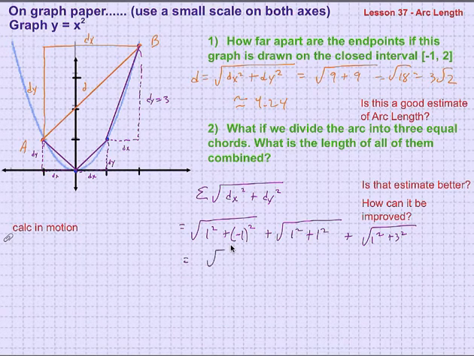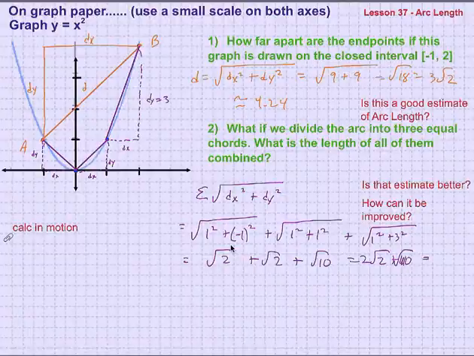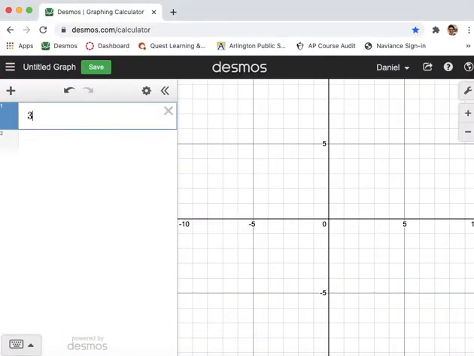And if we do all the math here, that's root 2 plus root 2 plus root 10, or 2 root 2, plus root 10. And again, we can use Desmos for an approximation for that.